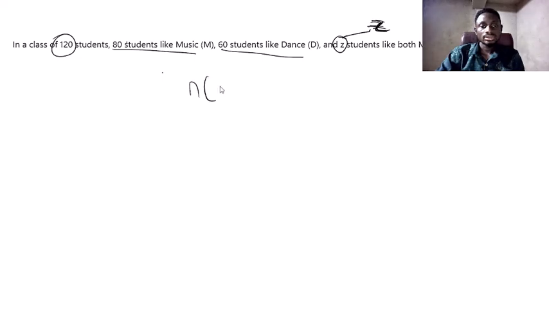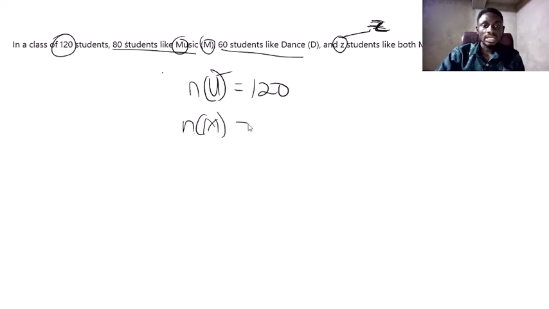So the number of students in the class equals 120. That represents the universal set. Now let's represent music by M. So the number of students who like music equals 80 students. The number of students who like dance equals 60. And the number of students who like music and dance equals Z.